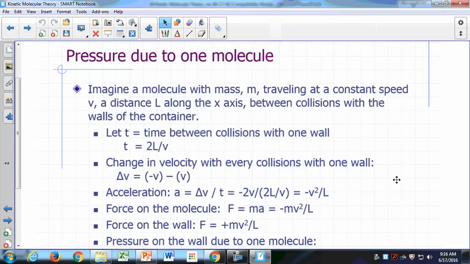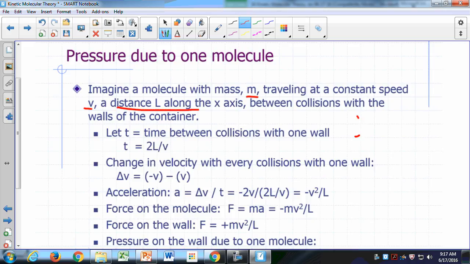Let's see how we can relate the pressure of a gas to the motion of the molecules in your gas sample. Let's start with something simple. Let's say you just have one molecule with mass m traveling at constant speed v, a distance L along the x-axis. So let's say you have a container, and these are the walls of your container right here, okay? And your molecule is moving back and forth between these two walls right here.